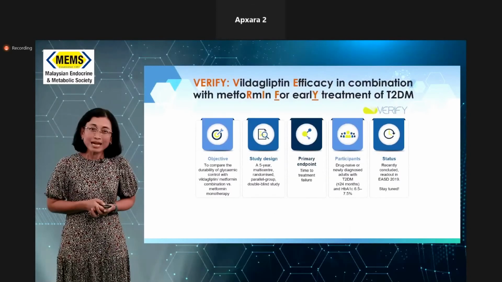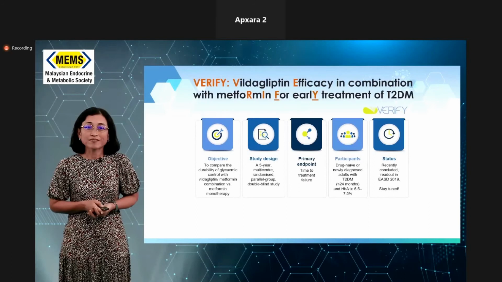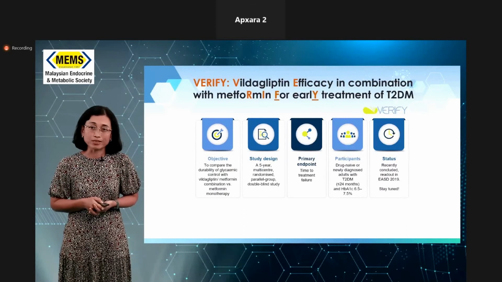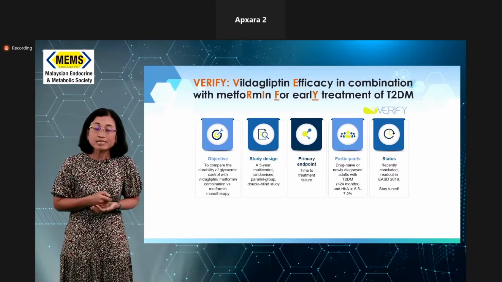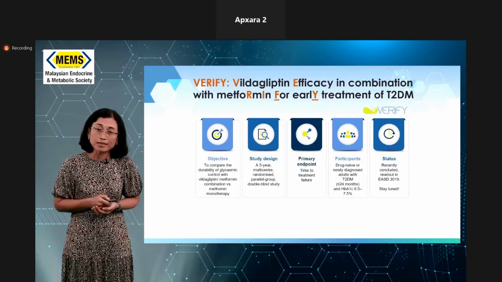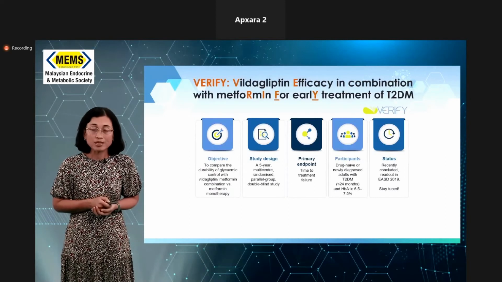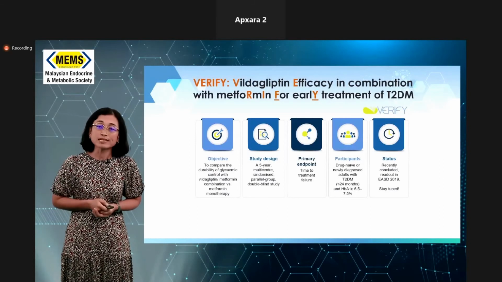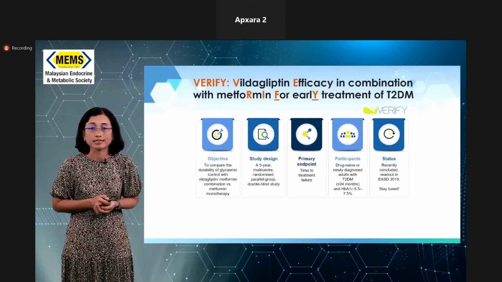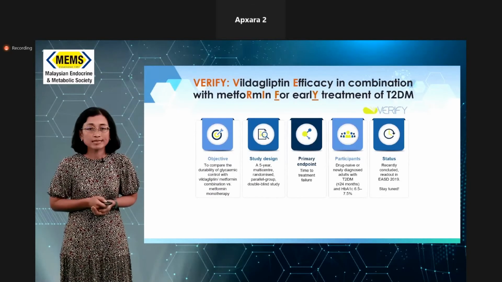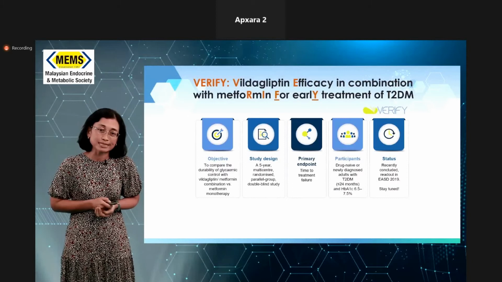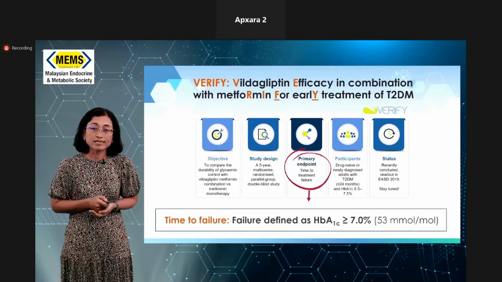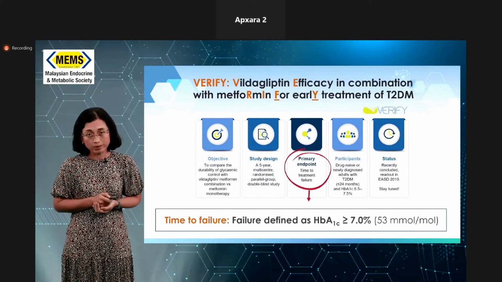Now let me highlight to you the VERIFY trial. VERIFY stands for vildagliptin efficacy in combination with metformin for early treatment of type 2 diabetes. The participants in this trial were patients with type 2 diabetes who were drug naive or newly diagnosed with a disease duration of less than 24 months. Their A1Cs were between 6.5% to 7.5%. It was a 5-year multi-center randomized parallel group double-blind study with a primary endpoint of time to treatment failure, and this was defined as an HbA1c of more than or equal to 7%.